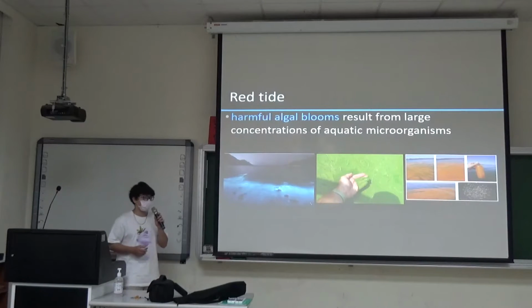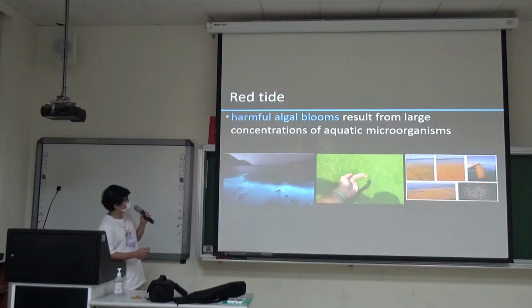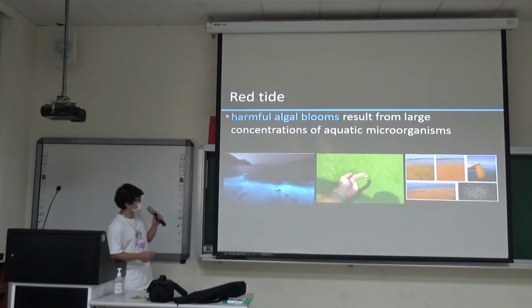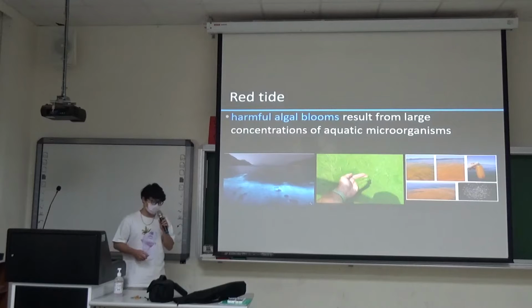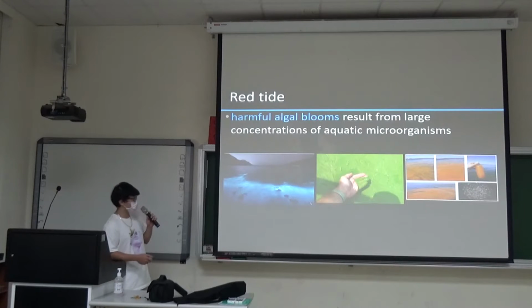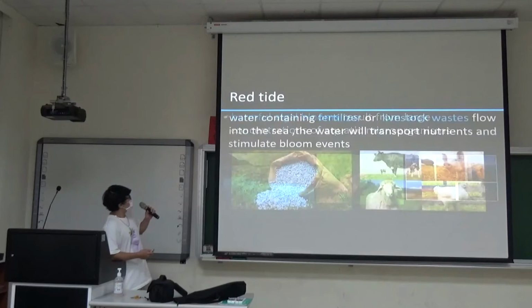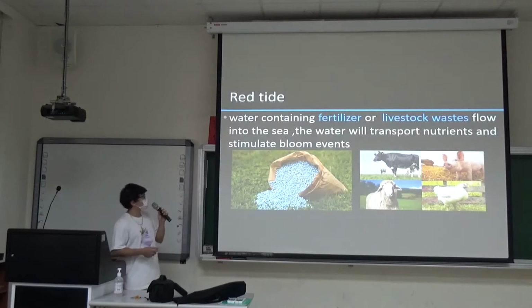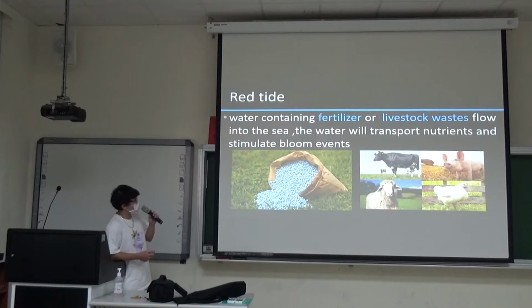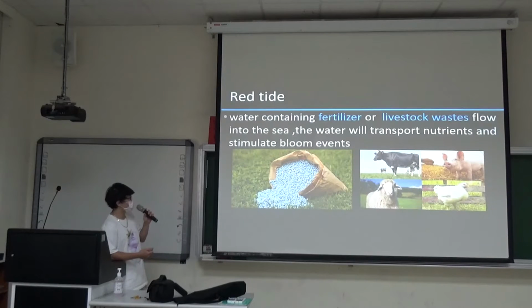First, what is a red tide? Red tide is a harmful algal bloom that results from large concentrations of aquatic microorganisms. It could be blue or green or brown, depending on what species of microorganisms. And if water containing fertilizers or livestock waste flows into the sea, the water will transport nutrients and stimulate bloom events.